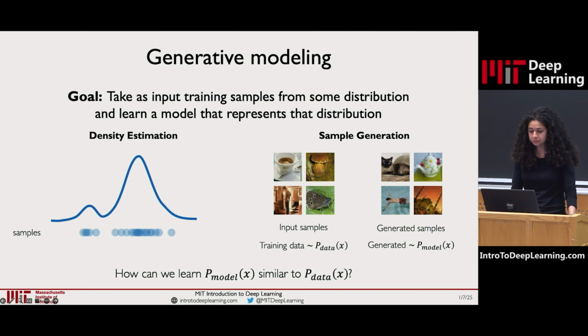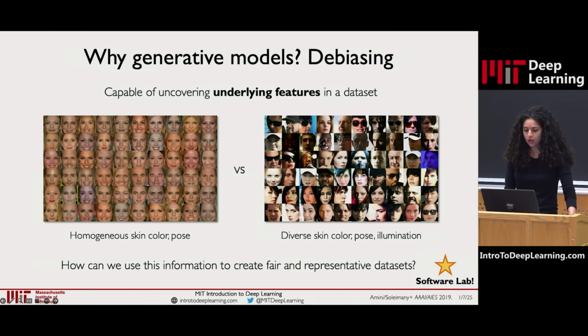Why do we care? Why can we care about generative modeling, and how can we leverage it in the real world? Well, first of all, by doing this density estimation and probability distribution learning, generative models are capable of uncovering the underlying features in a data set. So, for example, if we're given a data set of human faces, there could be many, many different faces, and a priori, we may not know what is the underlying distribution of these faces in terms of features like hair color, skin tone, pose, clothing, etc.